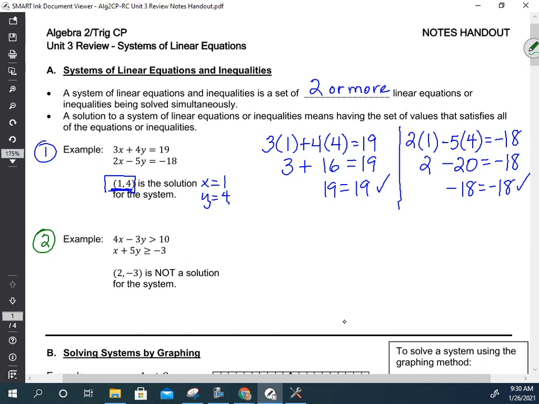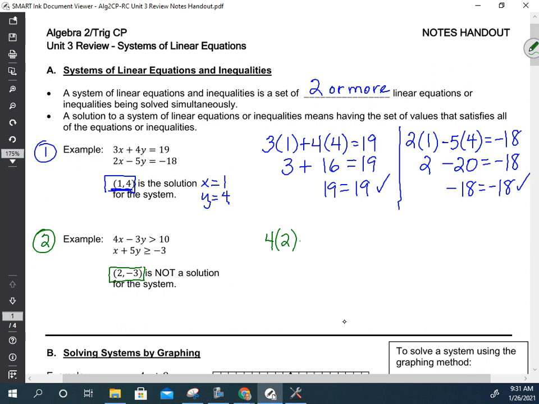Let's do example 2. So this time we have a set of inequalities. That's okay if they're inequalities. Same rules apply. You take their answer and plug it in. So I'm telling you that it doesn't work.